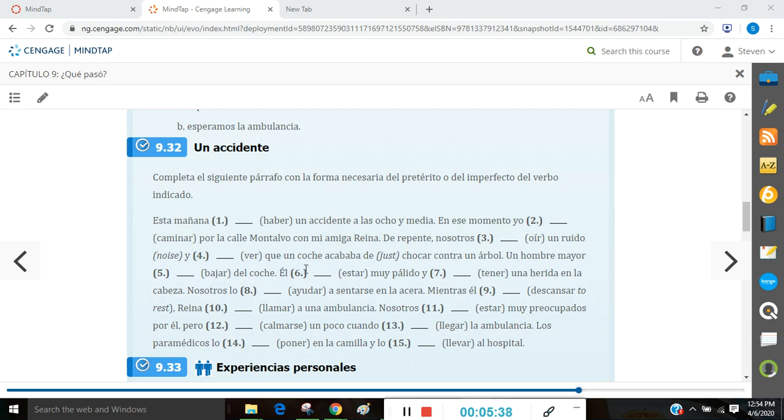And we saw that a car had just crashed into a tree. Okay, so this is another completed past action happening at a specific moment, so we're going to use the preterite for that as well. Actually, I'll let you get that form. It's going to be nosotros ver.